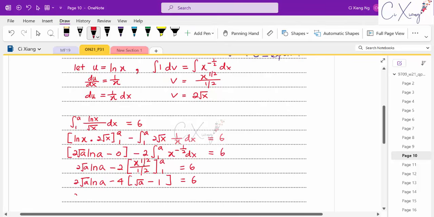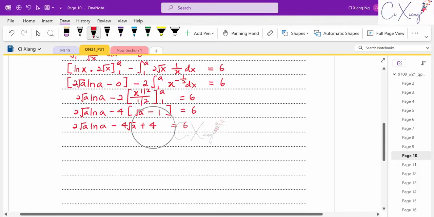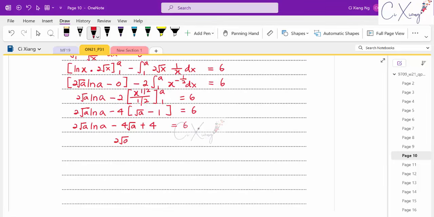Then now I can slowly simplify my answer and see, can I get what they want us to prove or not? So expand the negative 4. According to the equation here, I'm having something plus 2 in the bracket. So maybe I can move the 4 to the other side. So maybe what I have here is 2 square root a ln a minus 4 square root a equals to 2. 6 minus 4 equals to 2. And then you can simplify the whole equation by 2.